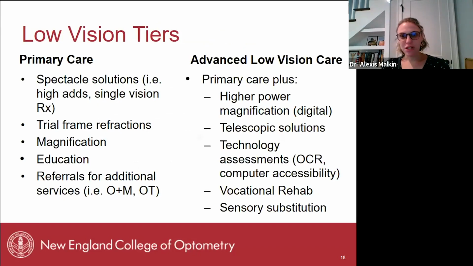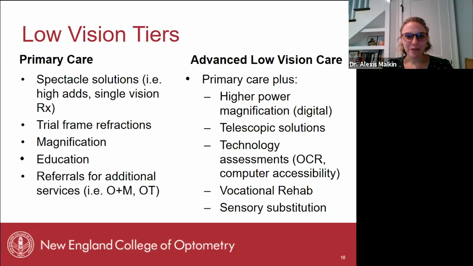So when I think about how we actually do low vision in our practice, I like to think about it in terms of low vision tiers. And this is something that the American Schools and Colleges of Optometry are adopting here in the US, where our goal is that every student graduating from optometry school should be able to, at a minimum, do primary low vision care. And if people want more training, then they can go on to advanced low vision care. So when I think about primary low vision care, that's what I'm thinking about for people integrating low vision into their practice.